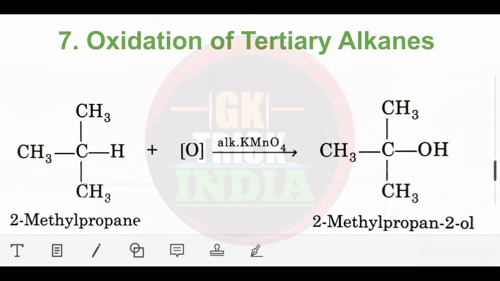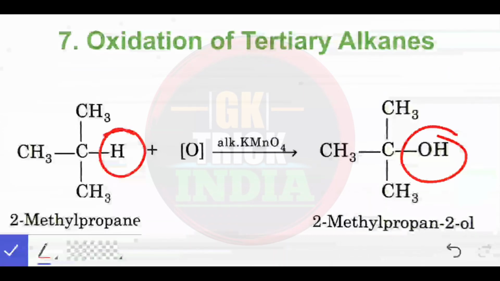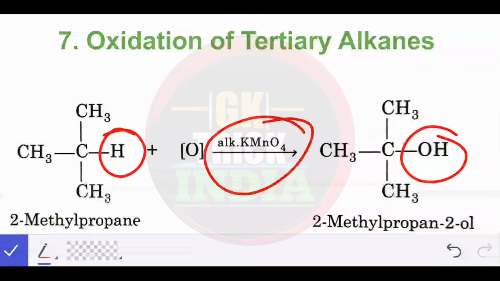Going on next, we have oxidation of tertiary alkane. Here the tertiary hydrogen atom is replaced by OH by the process of oxidation using alkaline KMnO4. You must be knowing that alkaline KMnO4 is a very strong oxidizing agent, and thus it has even the ability to oxidize the alkanes having tertiary hydrogen to alcohols in the presence of potassium permanganate KMnO4.